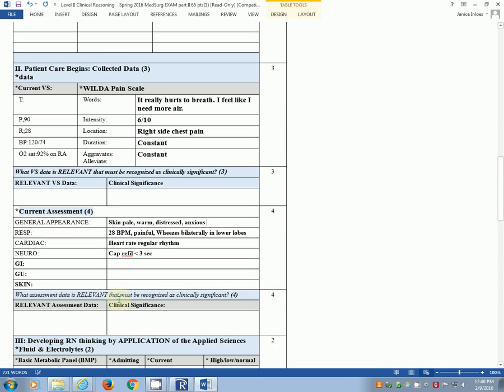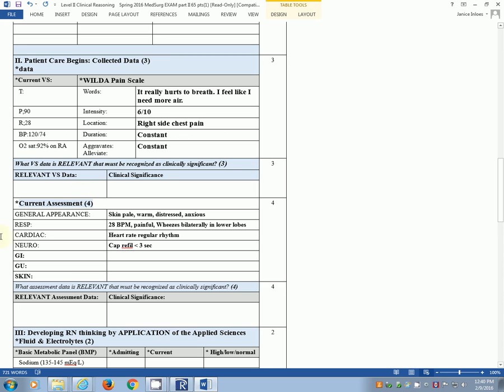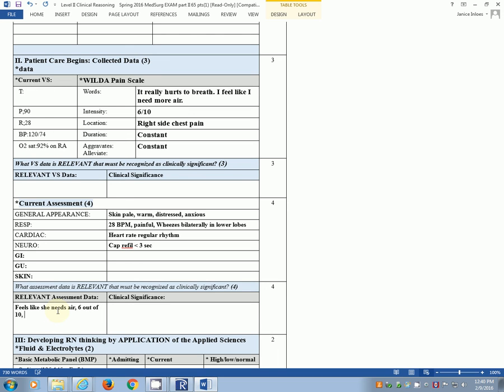So get that. So then you're going to go down here and say, what did you have up here that's relevant? Well, she feels like she can't, like she needs air. 6 out of 10. Pale. All these things are abnormal. Rest of them are normal.